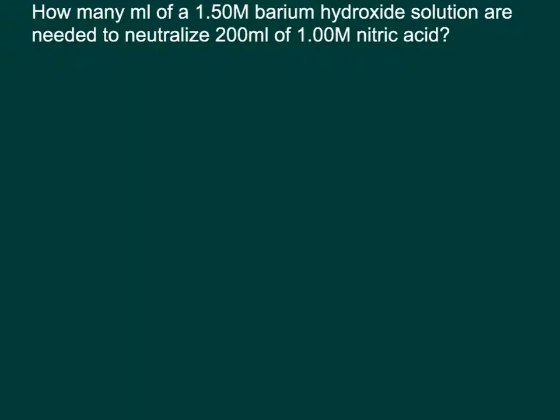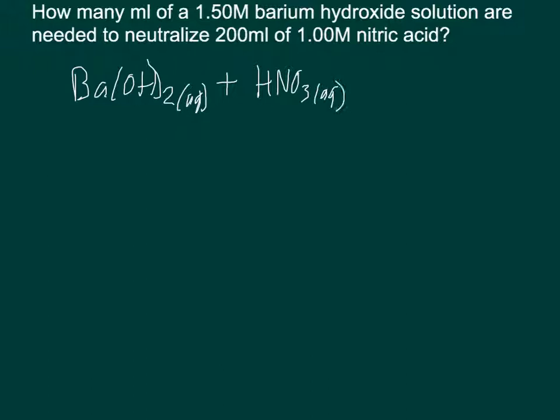First thing I want to do in this case is convert things into chemical formulas and write out a balanced equation. So barium hydroxide, look on the table, barium is 2+, so it's going to have 2 OH minuses with it. Make it aqueous. We're going to add that to nitric acid. You need to know that that is HNO3. Make that aqueous. And we're going to form barium nitrate.